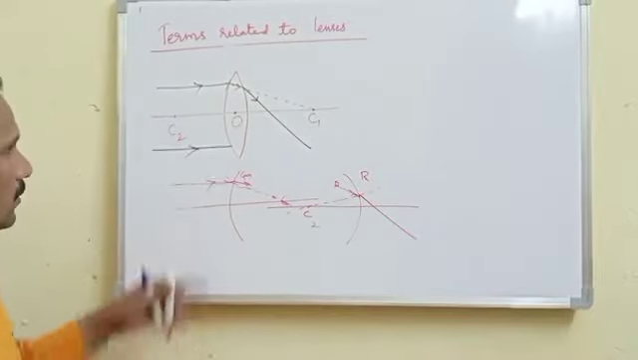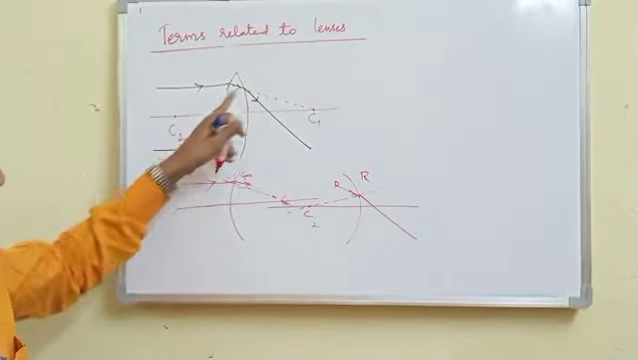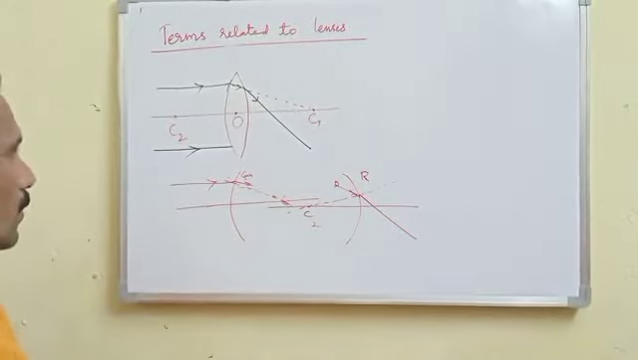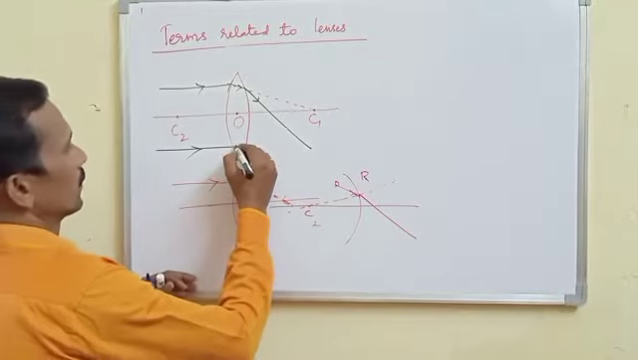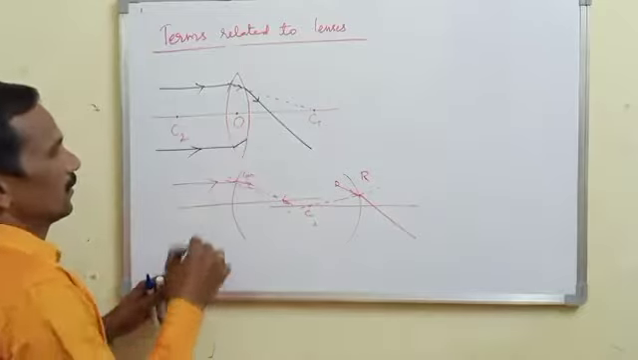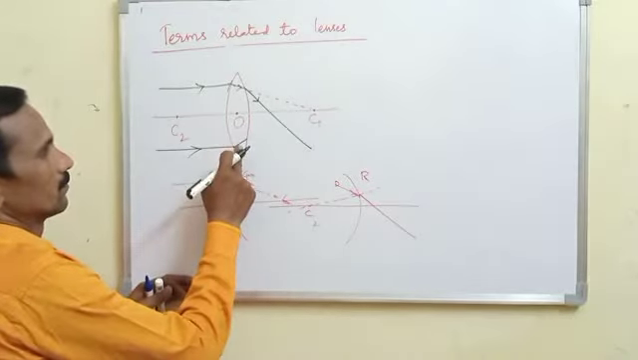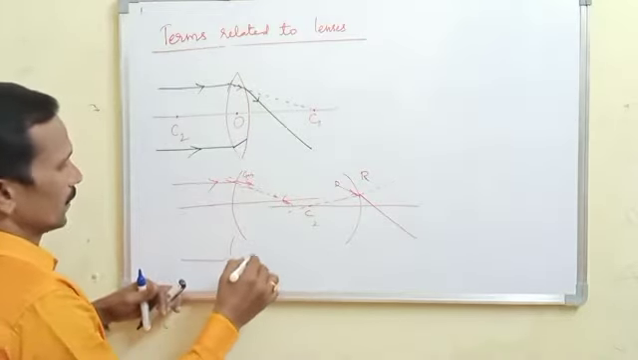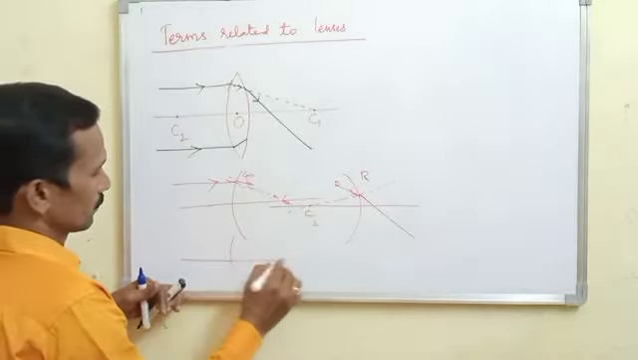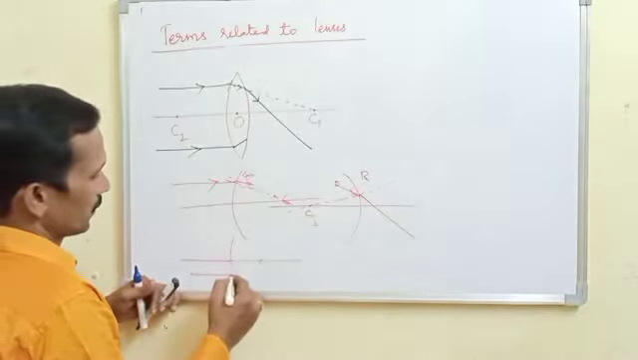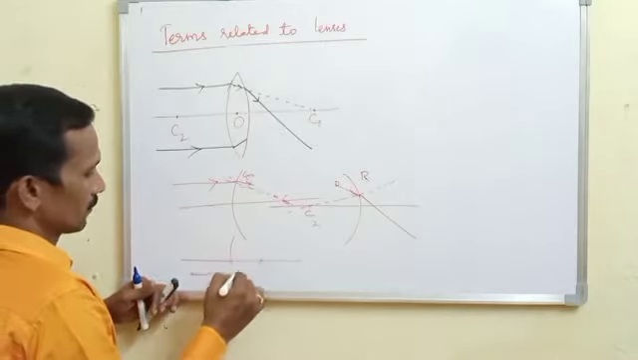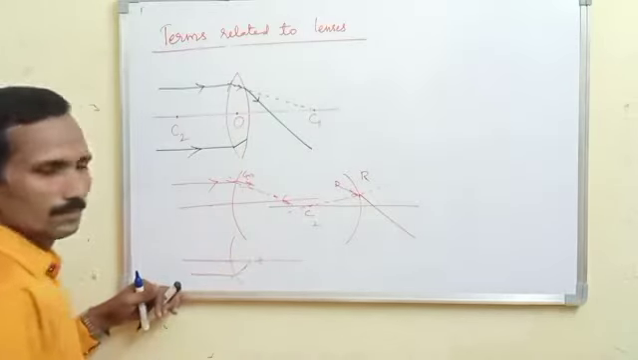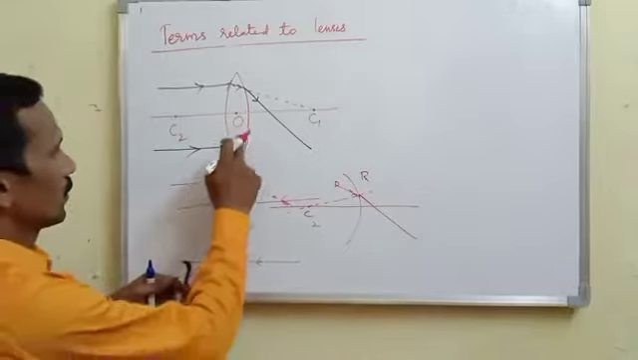After refraction like this, there are two mediums: air to denser, rarer to denser, denser to rarer. Like this, it bends. Again it bends like this, rarer to denser. Rarer to denser, what happens here? Here it is the center of curvature. So light going rarer to denser moves towards the normal.